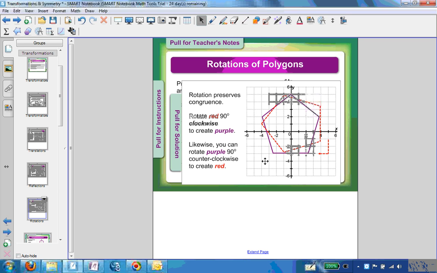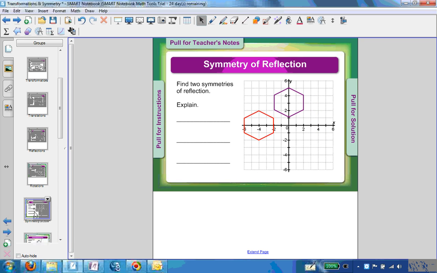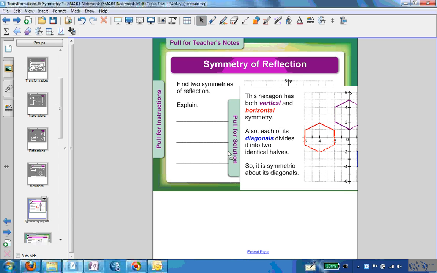Now, a lot of times the degree measure they will talk about will be like 90 degrees, 45 degrees, 180 degrees. 360 degrees would just take it right back where it started. So typically you'll see 90 or 180 degrees. So in this example, you're asked to find two symmetries of reflection.